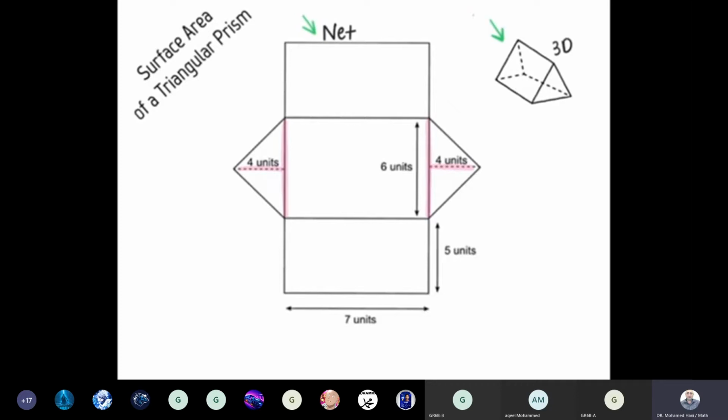The next shape I want to look at is this one on the bottom that shows us that we have a base of 7 and a height of 5.